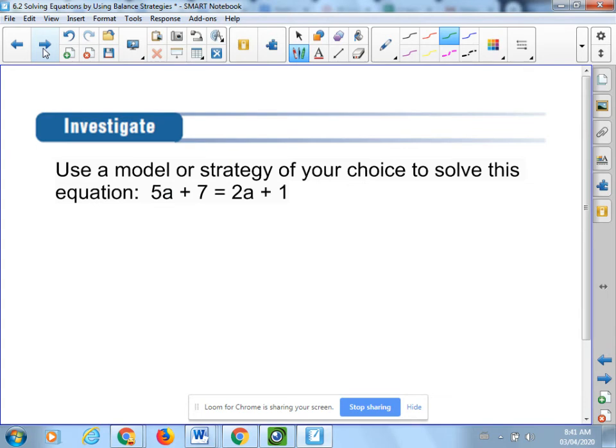Use a model or strategy of your choice to solve this equation. When you get to questions like this, it is up to you. However, you need to show your steps, or show your work, no matter which method you choose. I'm not going to talk out loud while I do this, in case you want to attempt it on your own. If you want to attempt it on your own, pause the video and then press play when you're ready, and you can see the steps as they go.